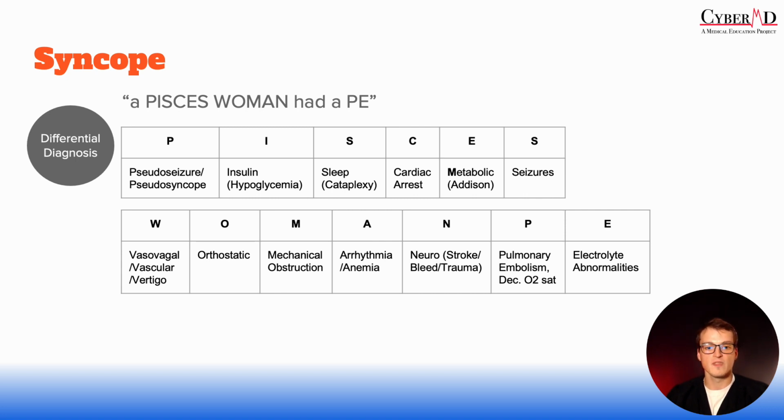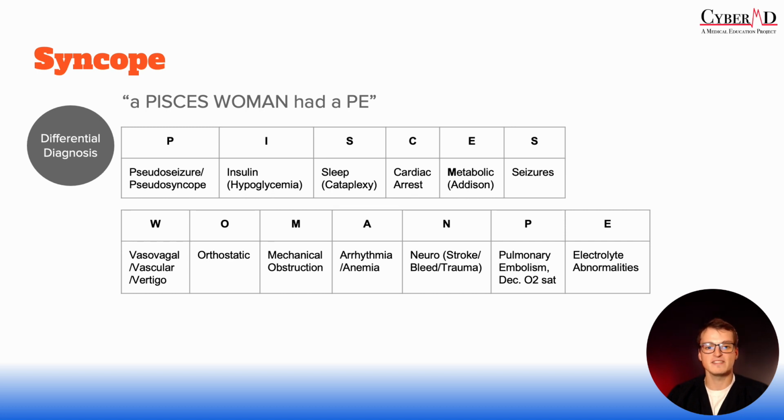For the S in Pisces, that's going to be reminding us about sleep, which tells us that cataplexy, which is a sudden loss of muscle tone triggered by strong emotions usually, is also a syncope mimic. And patients may collapse, but typically they remain conscious throughout the entire thing, and that's going to be a diagnosis based off of a clinical history as well as sleep studies.